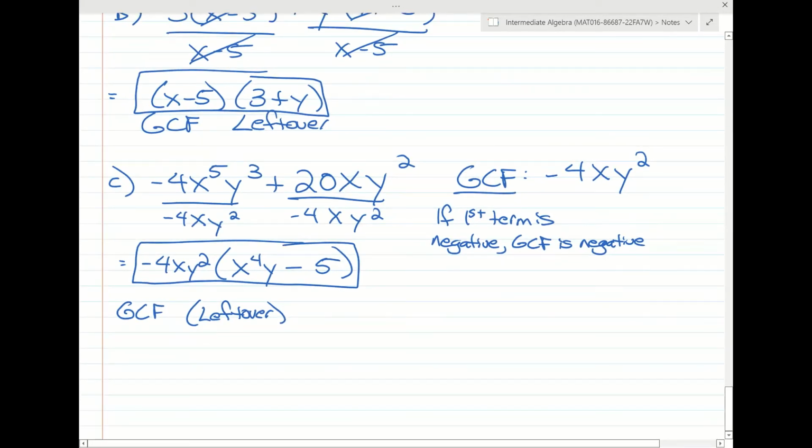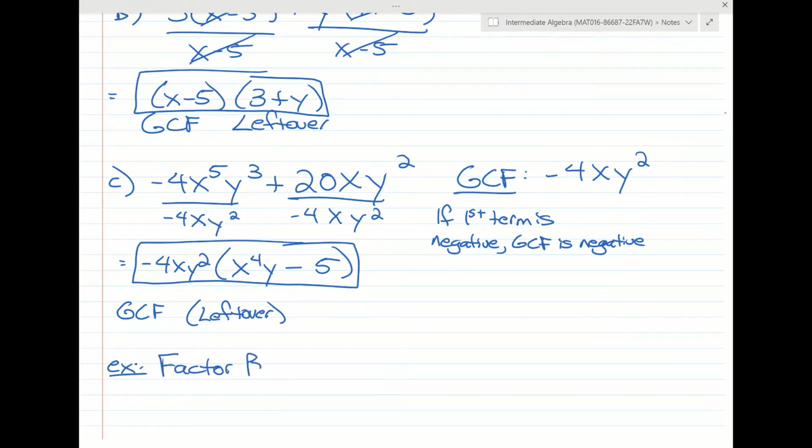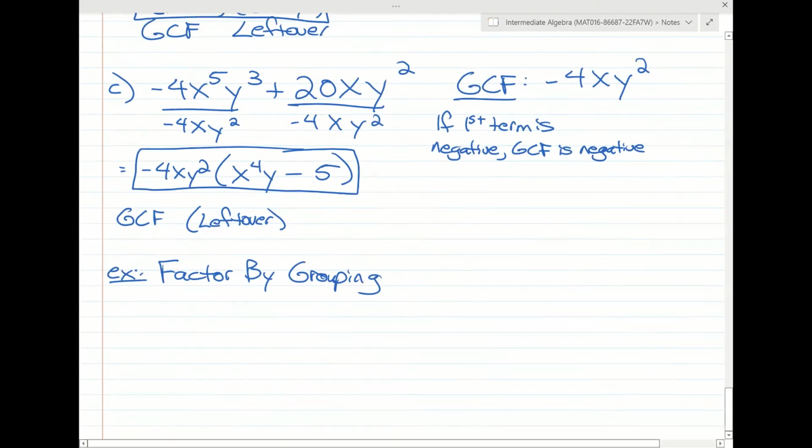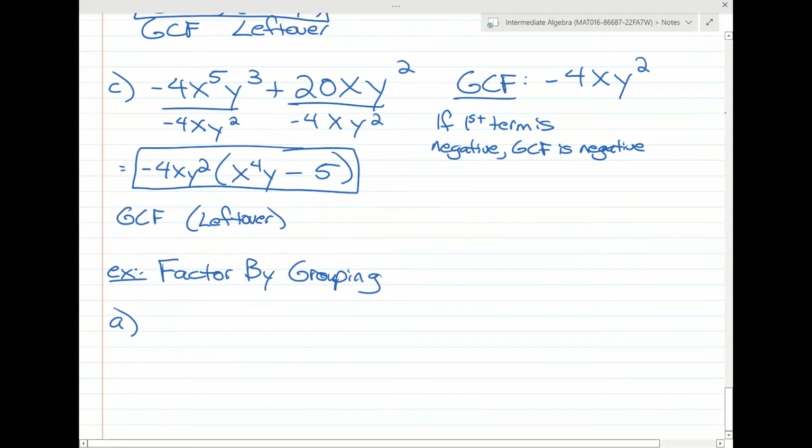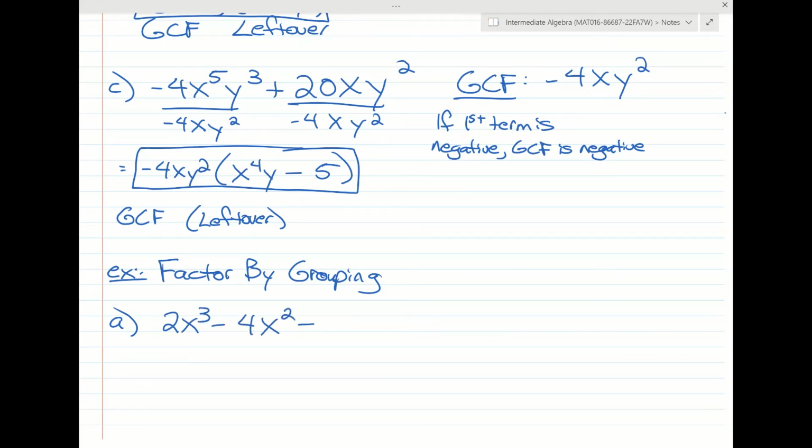And then I want to finish up this section by talking about what's called factor by grouping. When we do factor by grouping, really what we're doing is just GCF factoring twice. So if we had 2x to the third minus 4x squared minus x plus 2, factoring by grouping just tells us to cut down the middle and use GCF factoring twice. Let me show you what I mean here.